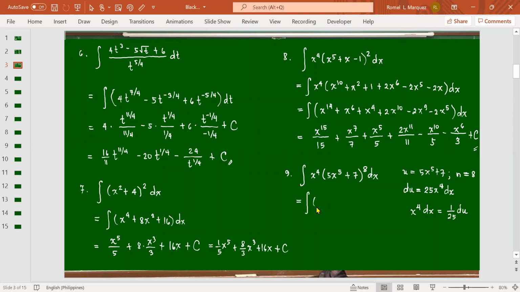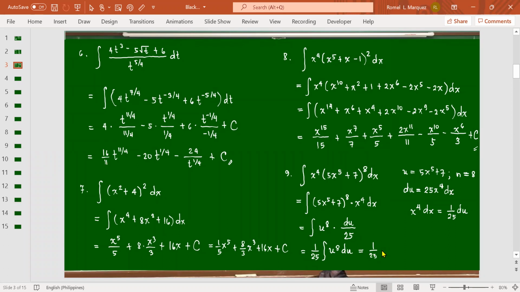So we can write this as 5x to the fifth plus 7 raised to 8, and then x to the fourth dx, right? What is this base? Our u, exponent is 8. What is x to the fourth dx? That is du over 25. So we can put the 1 over 25 out, and then having the integral of u to the 8 du.